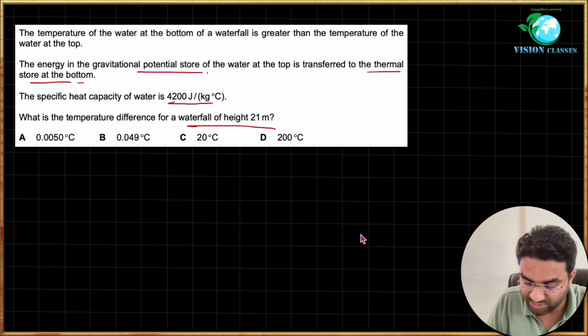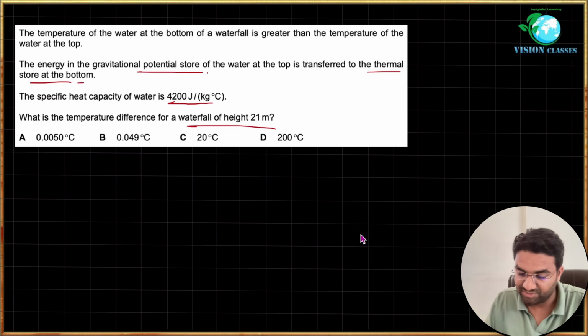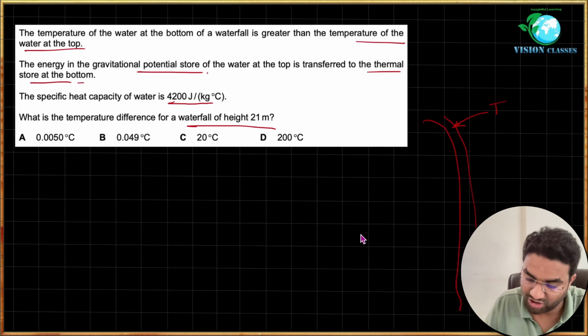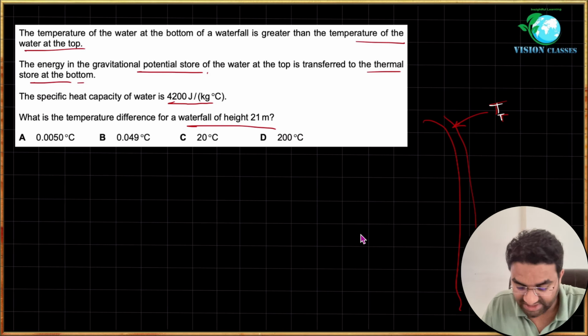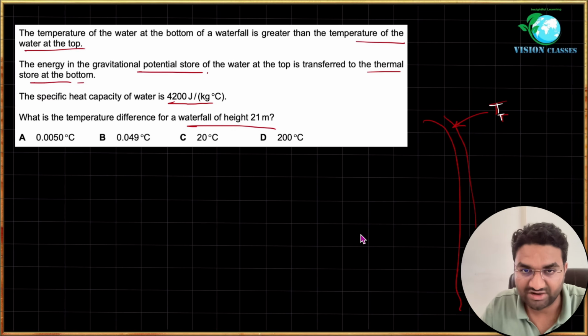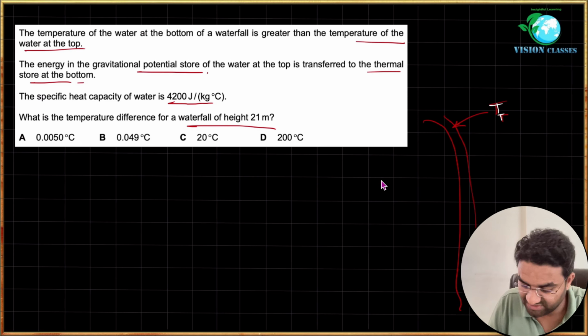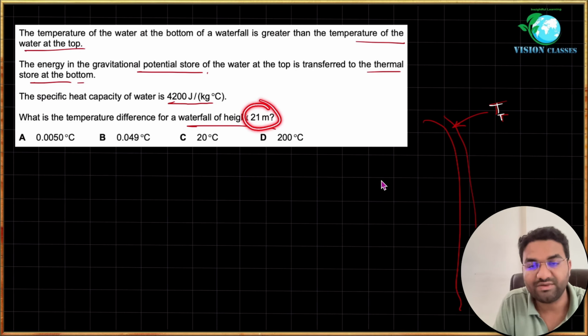Then the next question: the temperature of water at the bottom of a waterfall is greater than the temperature of water at the top. So let's say this is the waterfall, with the temperature at the bottom higher than at the top. The energy in the gravitational potential store of water at the top is transferred to the thermal store at the bottom, so we have to calculate the temperature difference. To calculate this, we have to use a formula. The height is given as 21 meters.